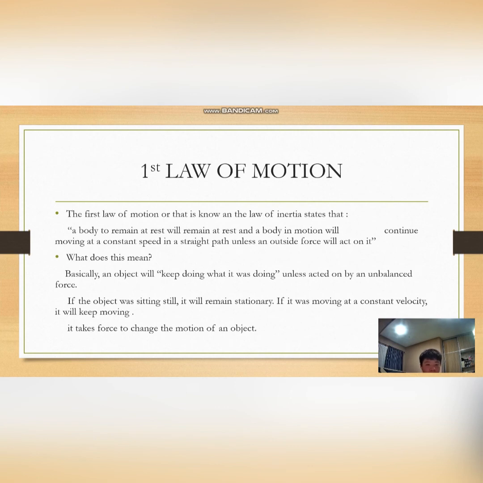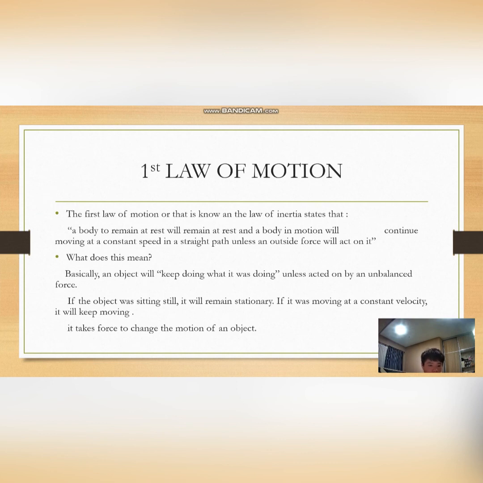The first law of motion, also known as the law of inertia, states that a body at rest will remain at rest, and a body in motion will continue moving at a constant speed in a straight path unless an outside force acts on it.